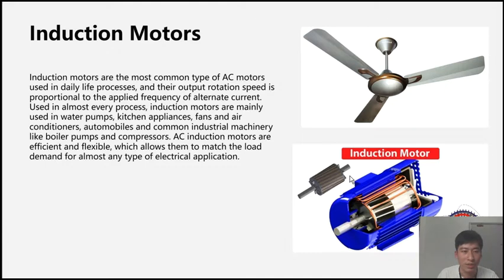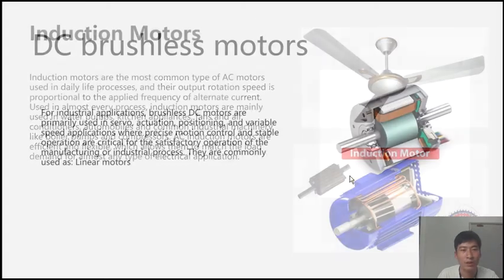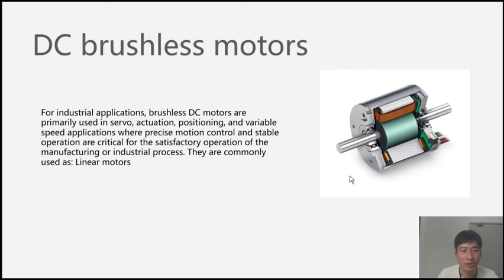Induction motors are mainly used in water pumps, kitchen appliances, fans, air conditioners, automobiles, and common industrial machinery like boiler pumps and compressors. AC induction motors are efficient and flexible, which allows them to match the load demand for almost any type of electrical application. Now we talk about the DC brushless motors.